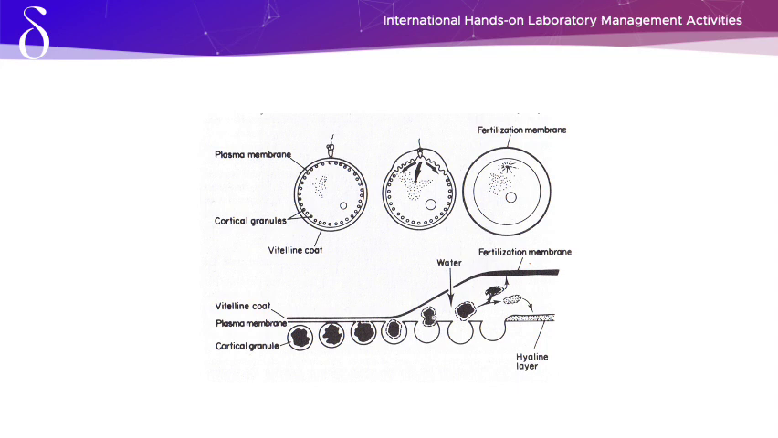Now, these contents then attract water within the perivitelline space, which causes the membrane to elevate, and you're left with an elevated fertilization membrane. And another component called the hyaline layer actually sits onto the plasma membrane.